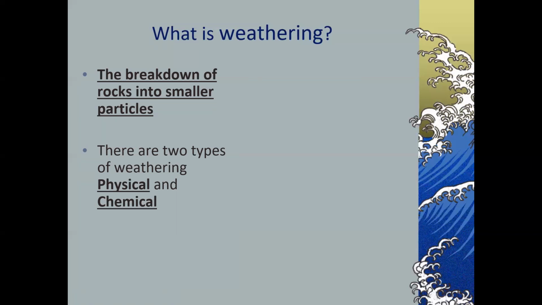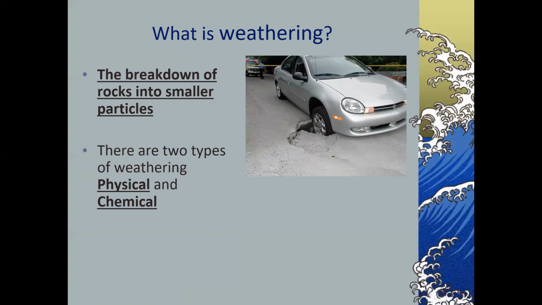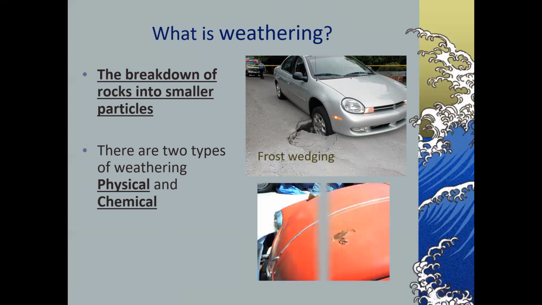So we are going to spend the rest of today learning the difference between physical weathering and chemical weathering. And here's actually an example of one. Can you take a guess whether this is physical or chemical? This is called frost wedging. And here's another example. This one is called oxidation. You guys know it as rust. Can you guess which one's physical and which one's chemical? Well, if you guessed this one is physical, you're correct. And this one is chemical.